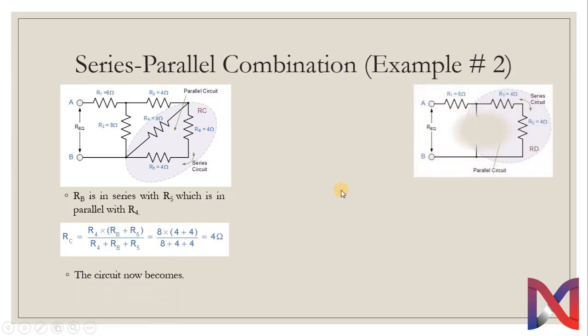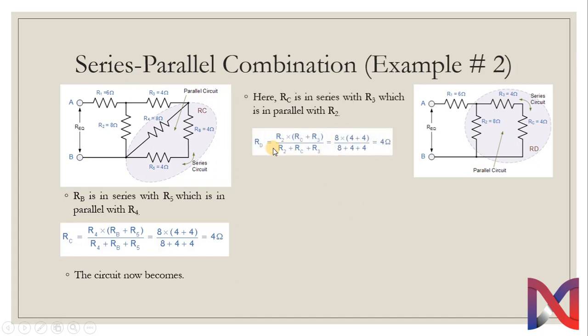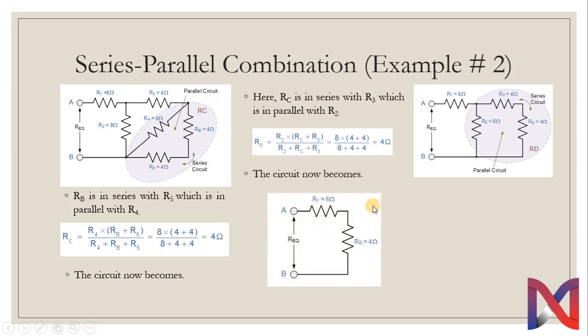The circuit is further simplified to 3 resistors now, in which R3 and RC are in series, which is then parallel to R2. So RD is the equivalent resistance of these 3 resistors, R2, R3 and RC, which comes out to be 4 ohm. The circuit is now simplified into 2 resistors which are connected in series. So we add them up and get our equivalent resistance of the entire circuit.